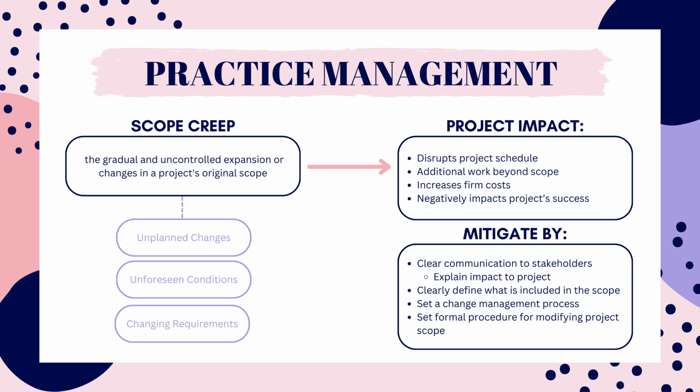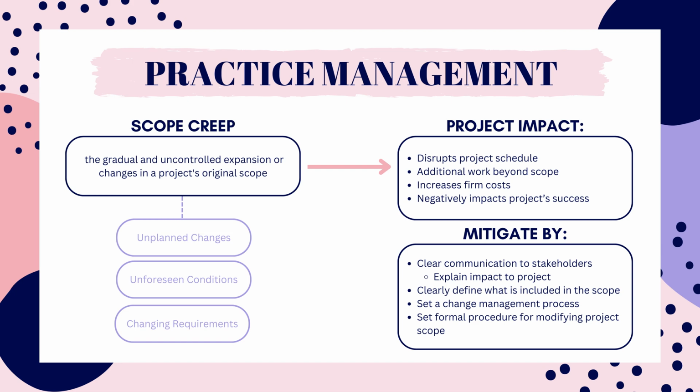As an example, if you're working on a government building and then your client realizes they needed 2 additional conference rooms that weren't in the original program, that would be out of the project scope, even though it's a small change. Another way scope creep can happen is with unforeseen conditions.